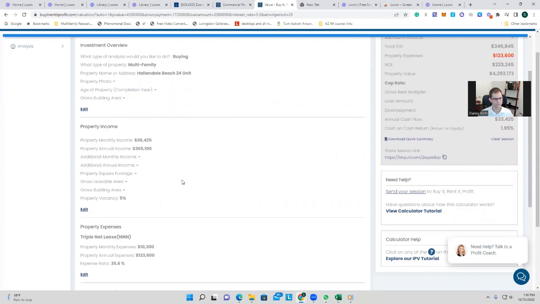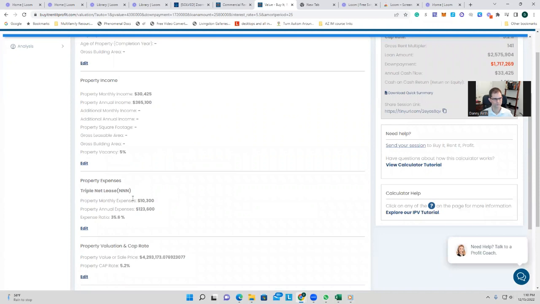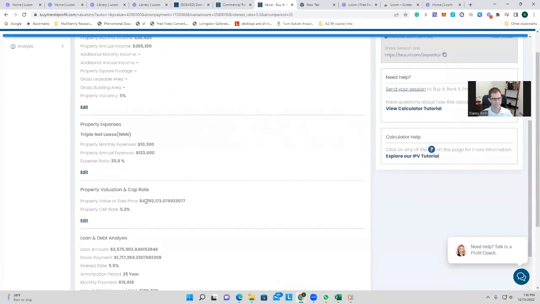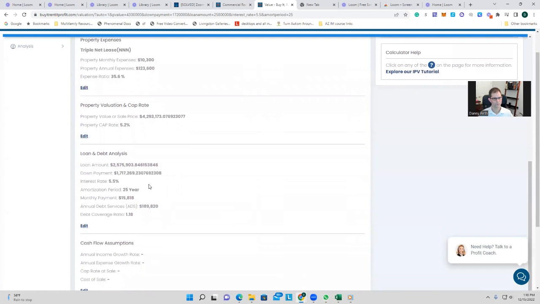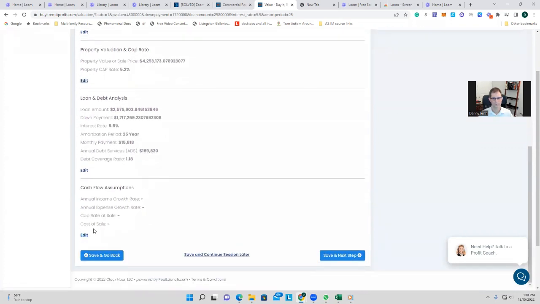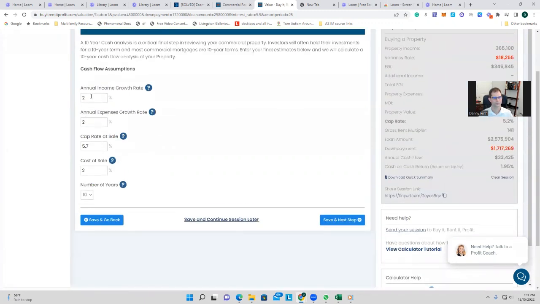So monthly income, annual income, property expenses, expense ratio, property valuation, loan, and then cash flow assumptions. I think that's going to come up on the next step here. So annual income growth rate, 2% is probably, especially down in South Florida, probably a little too conservative. 3% is really probably conservative as well. But so I'm going to put 3 just to be conservative.